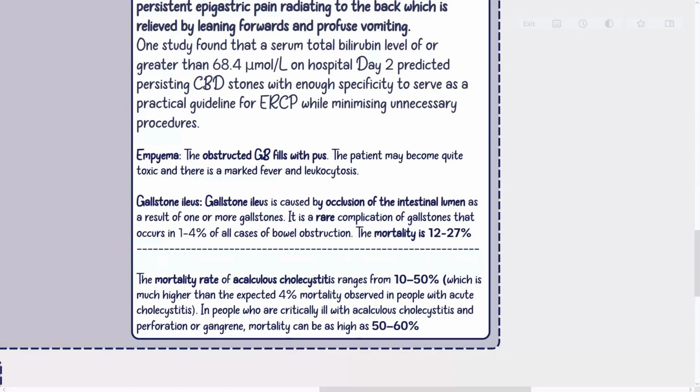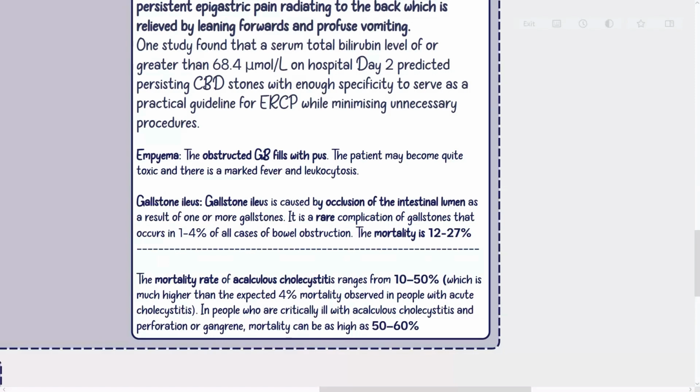Empyema. The obstructed gallbladder fills with pus. The patient may become quite toxic, and there is a marked fever and leukocytosis. Gallstone ileus. Gallstone ileus is caused by occlusion of the intestinal lumen as a result of one or more gallstones. It is a rare complication of gallstones that occurs in 1–4% of all cases of bowel obstruction.